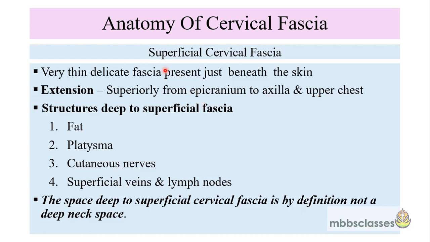If we look at the structures present deep to the superficial cervical fascia, fat is present, then a very thin muscle is found, that is the platysma muscle, and we get the cutaneous nerves, superficial veins and the lymph nodes. But remember one thing, the superficial cervical fascia does not contribute to the formation of deep neck space. So the space which is deep to the superficial cervical fascia is by definition not a deep neck space.